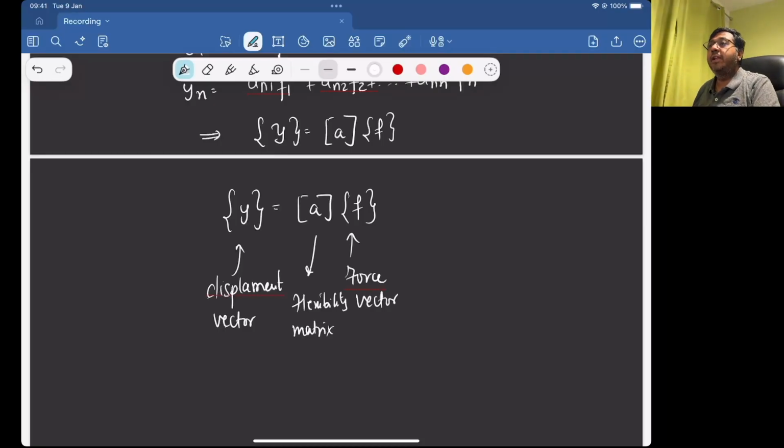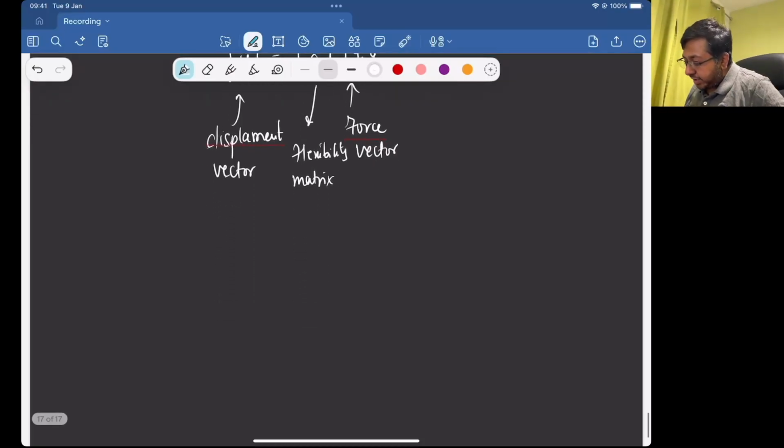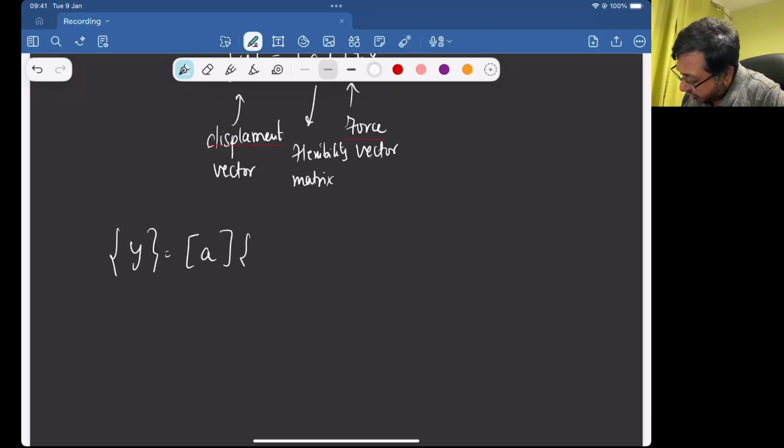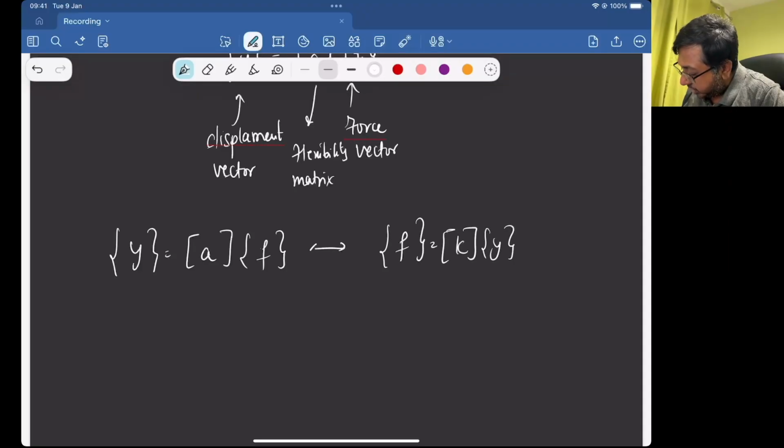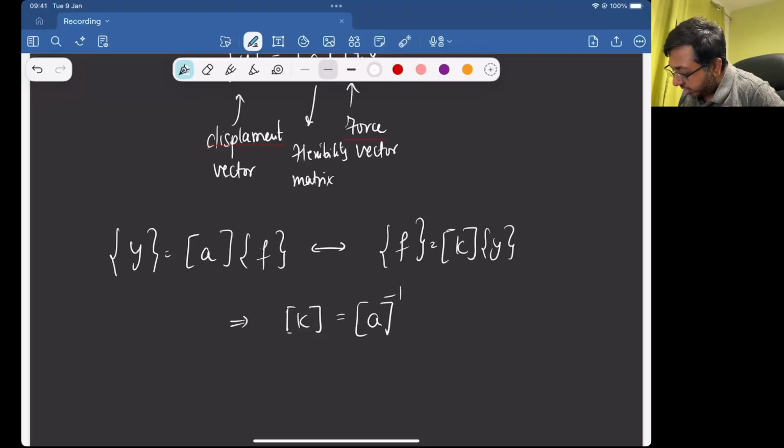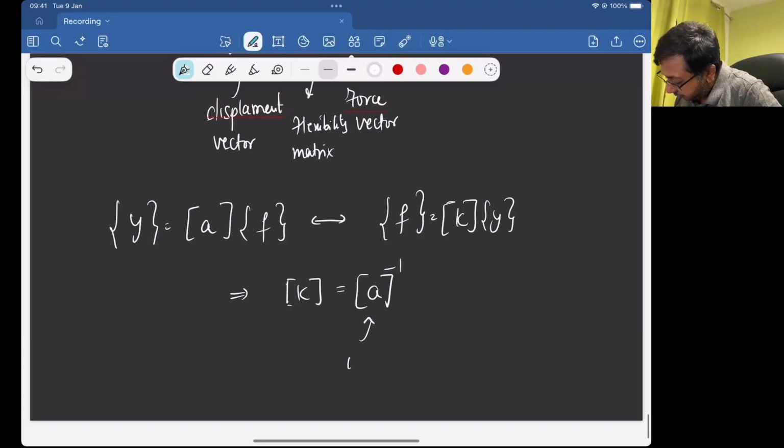We will see why we are interested in this flexibility matrix. If you go back, we had y equal to A into F, or we also had F equal to K into y. They're both correct, which also means that our stiffness matrix is nothing but the inverse of our flexibility matrix. So if we know the flexibility matrix, we can invert it to get the stiffness matrix. And if we know the stiffness matrix, we can invert it to get the flexibility matrix.